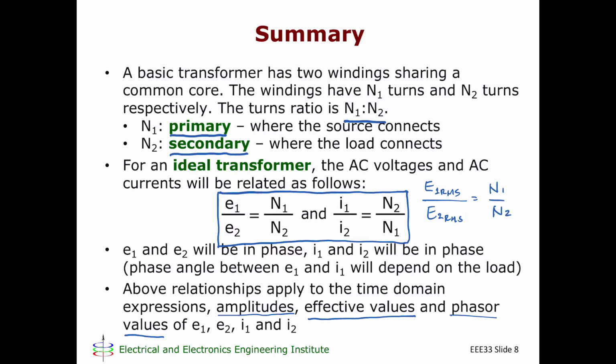Or I1 phasor over I2 phasor is equal to N2 over N1. The current relationship will apply to phasor values.